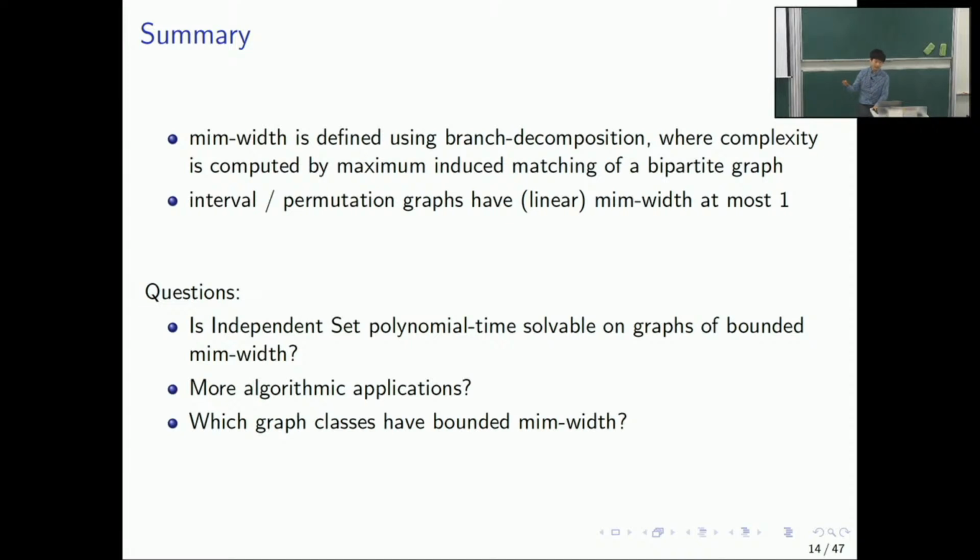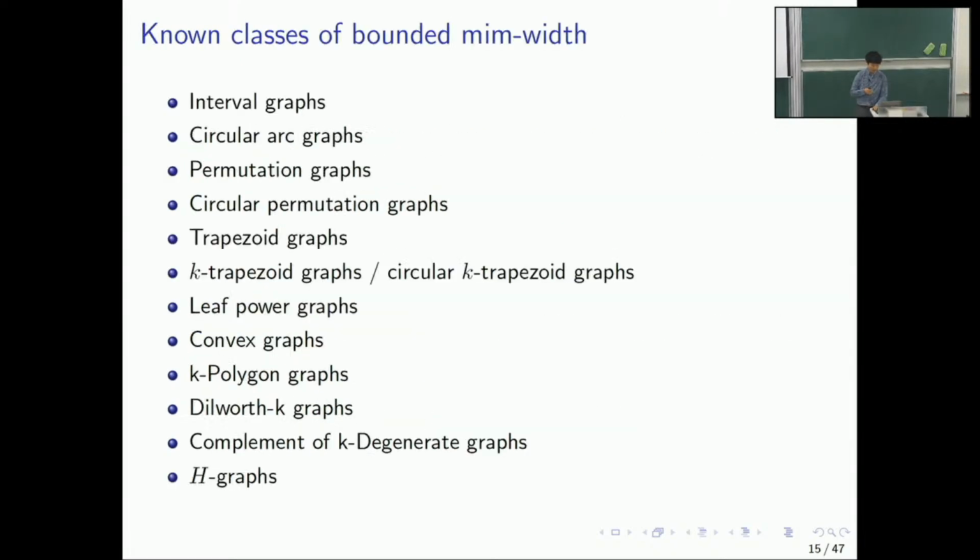In the last section, we will consider some more classes of bounded Mim-width. But I just summarize that there are lots of classes known to have bounded Mim-width. This is quite surprising, because for tree-width and rank-width, there are only a few interesting classes of bounded tree-width and rank-width. But for Mim-width, there are lots of well-known graph classes that have bounded Mim-width. So we will come back to this again. We first consider the algorithmic applications.